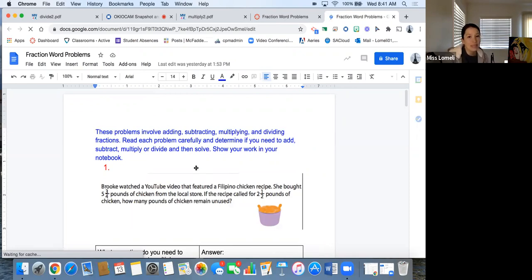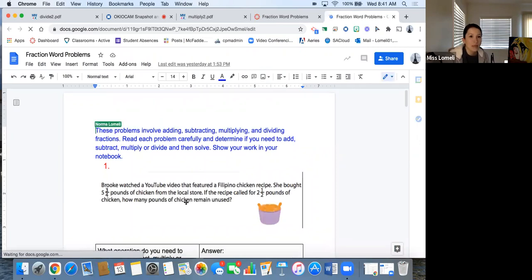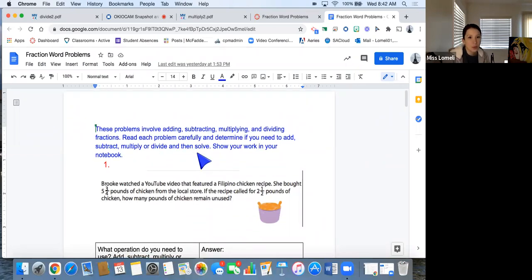Basically I'm taking problems that look very similar to the ones we did in class. These problems involve adding, subtracting, multiplying, dividing. I did not go over the adding and subtracting. I think those are more obvious than the dividing ones and the multiplication. Read each problem carefully and determine if you need to add, subtract, multiply, divide, and then solve. Show your work in your notebook.